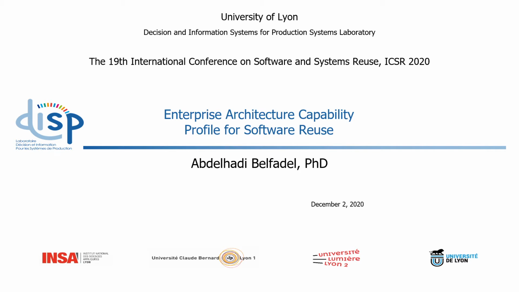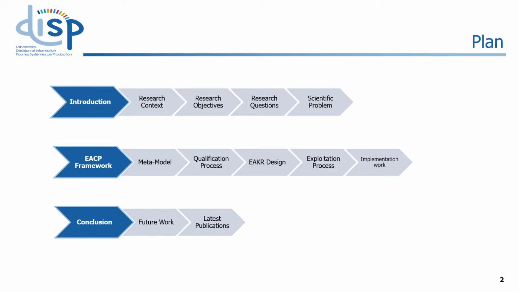Today I'm going to present our research work, which is titled Enterprise Architecture Capability Profile for Software Use. To do so, I'm going to follow this presentation plan. First, I will introduce our research work, the research objectives, questions, and also the faced scientific problem. Then we present the proposed solution, which is the Enterprise Architecture Capability Profile Framework with its proposed meta model and its different processes and an example of the implementation work, and conclude with future work and the latest publications.